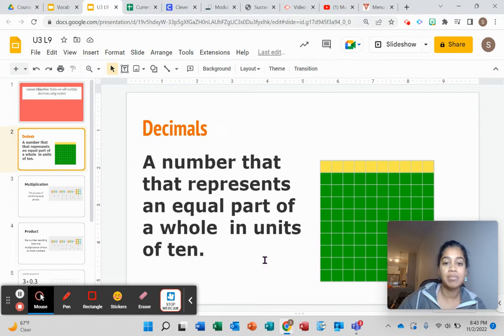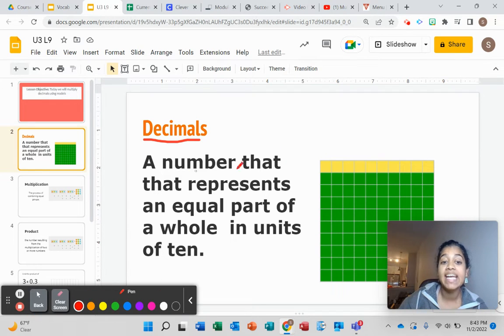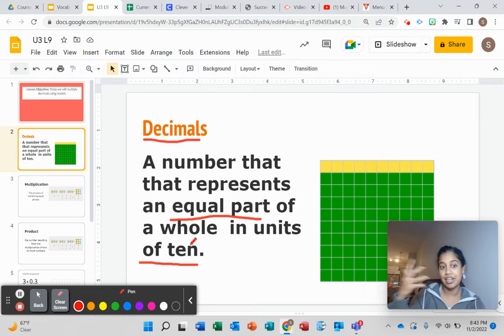Our first vocabulary word is decimal. A decimal is a number that represents an equal part of a whole in units of 10. So, it's very similar to fractions, right? It needs to be equal parts, but our decimals need to be cut into units of 10. So, tenths, hundredths, thousandths, etc.